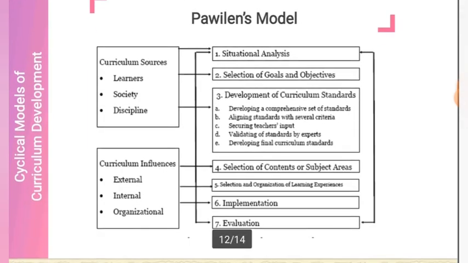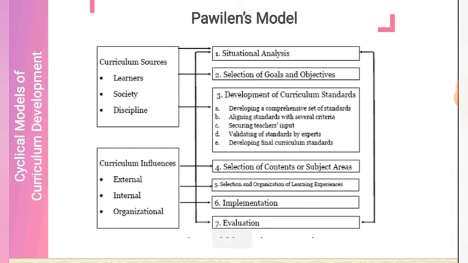Then, next is the Provenance Model. So this model was developed to help curriculum workers in developing a curriculum that is relevant and appropriate to the Philippine context. We have curriculum sources, which are general factors that influence or affect curriculum and decision-making at the macro level. These are learner, society, and discipline. Curriculum sources are considered vital in conducting situational analysis, selection of goals and objectives, and development of curriculum standards.